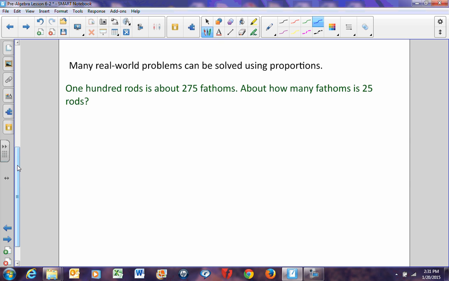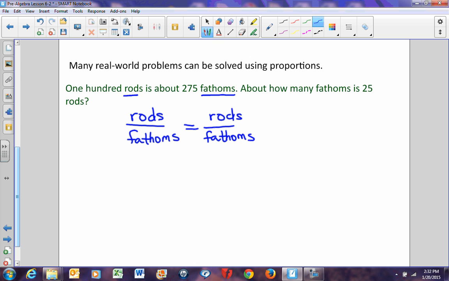The only thing you need to do when you're setting up a proportion is make sure that your two sides are set up consistently. For example, they talked about rods and then went to fathoms. So I'm going to set my proportion up as rods over fathoms. If I have rods over fathoms on the left-hand side, I better have rods over fathoms on the right-hand side. You can't go rods over fathoms equals fathoms over rods. You can do rods over fathoms equals rods over fathoms, or you could do fathoms over rods equals fathoms over rods. But you can't have one be one fraction and the other one be the reciprocal of the other fraction.